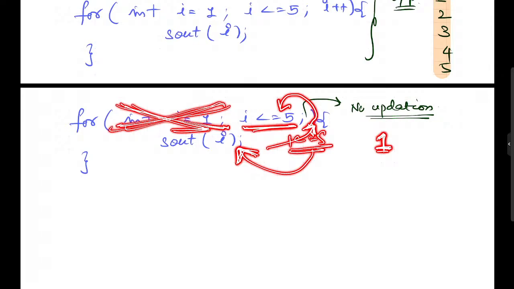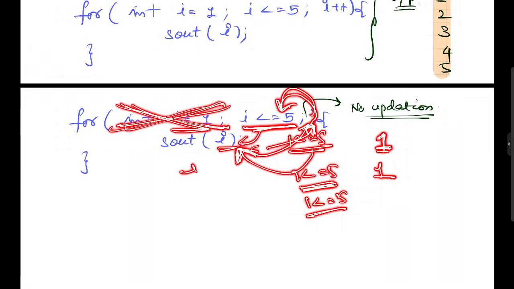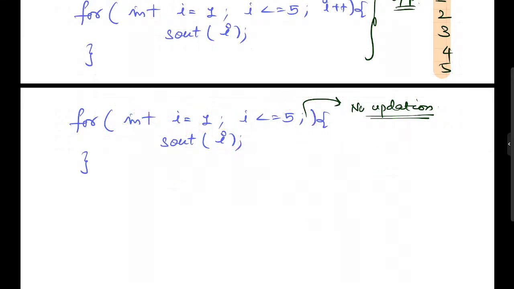Again go and check this. 1 is still less than or equal to 5. There is no updation, so you will again print 1. You go inside and print 1. Again there is no updation step. Go here, 1 is still less than or equal to 5. Your I has not changed at all, right? If your I has not changed, you keep on checking the same thing and keep on printing the same thing. This is an infinite loop.